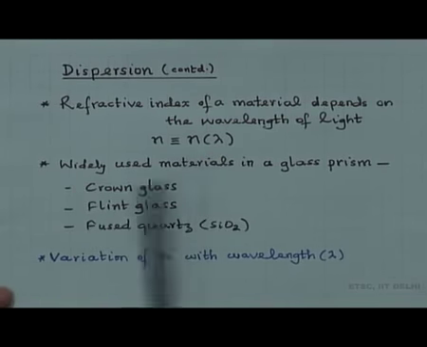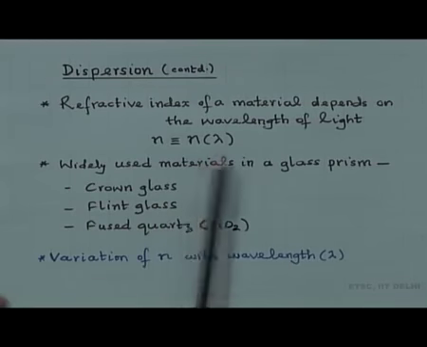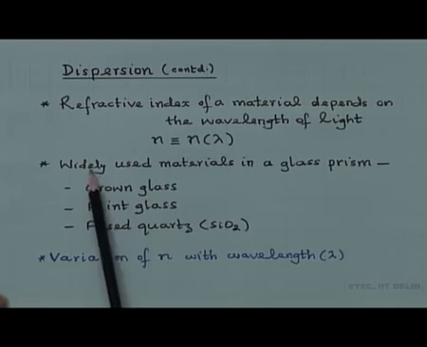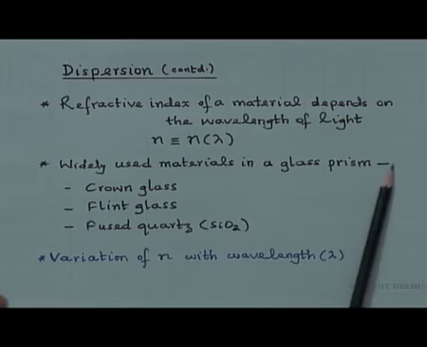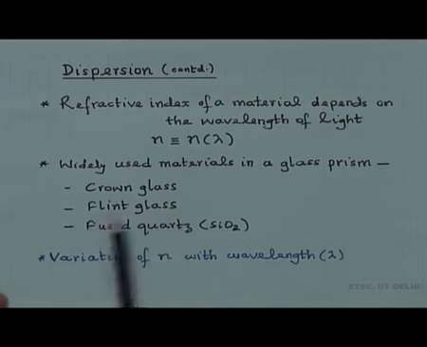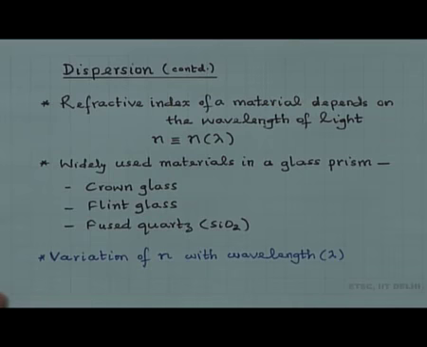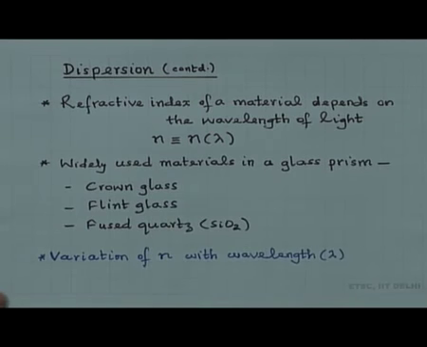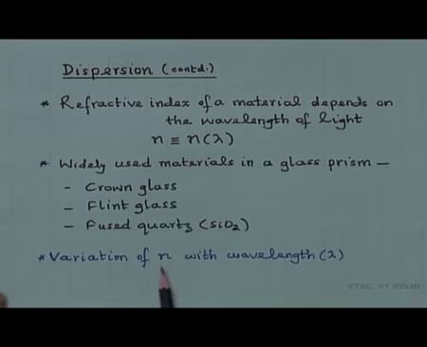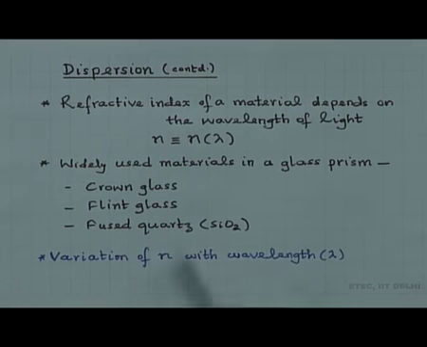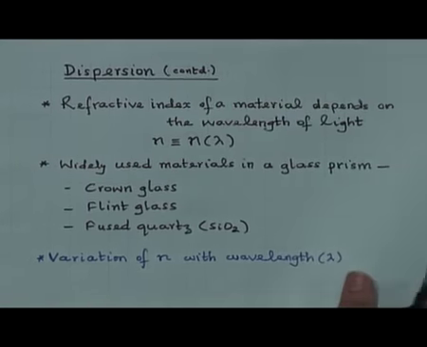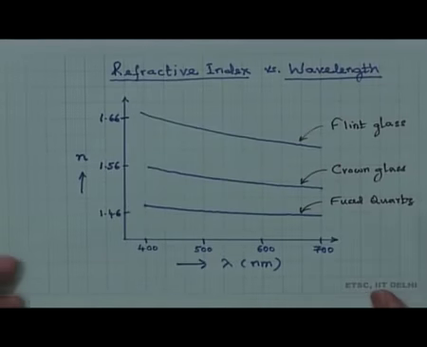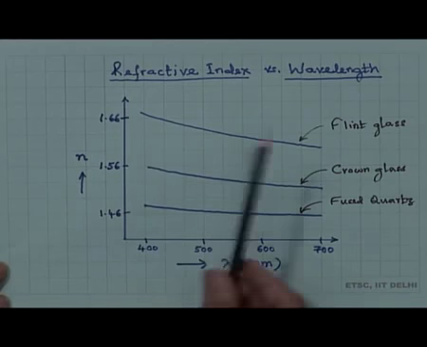Now, let us take some examples and discuss it further. The widely used materials in glass prisms are crown glass, flint glass and fused quartz, that is, pure silica. The variation of refractive index n with wavelength is shown in the next slide. I have already plotted this variation, a qualitative plot of the refractive index variation with wavelength.